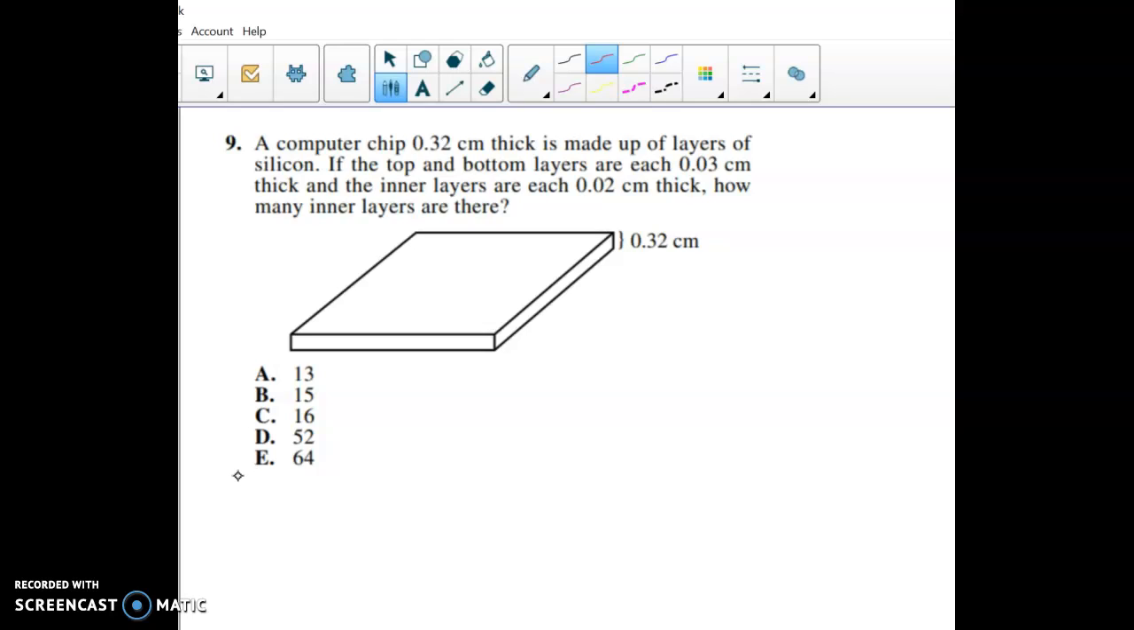All right, pause the video, try to make sense of this one, and then you can watch my solution.